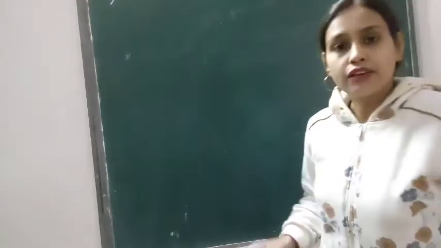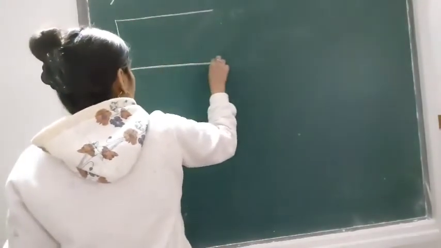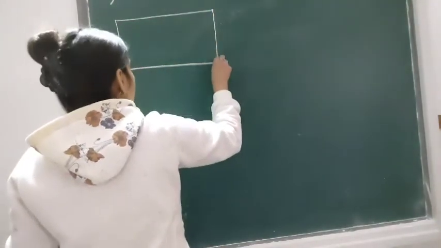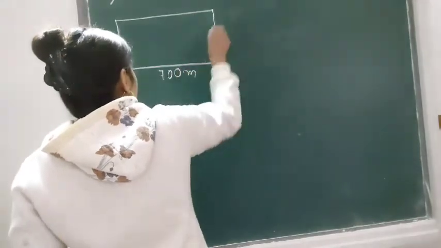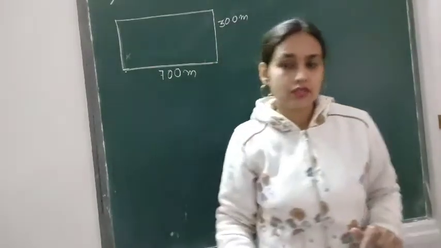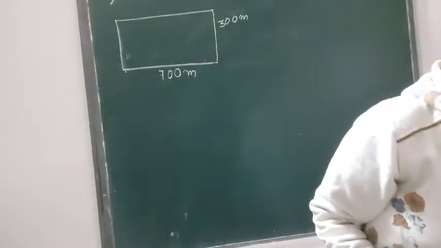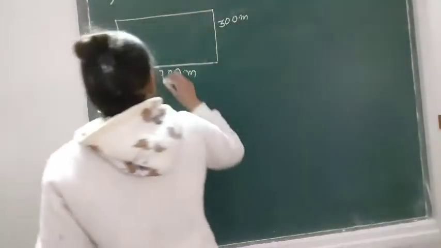So let's start. First and foremost, we make a rectangular park. Here, you can see this is a rectangular park which has 2 crossroads. And length and breadth of the park is given 700 meters and 300 meters. So this is 700 meters and this is 300 meters. Okay, children? And we have 2 crossroads, each of 10 meters width.